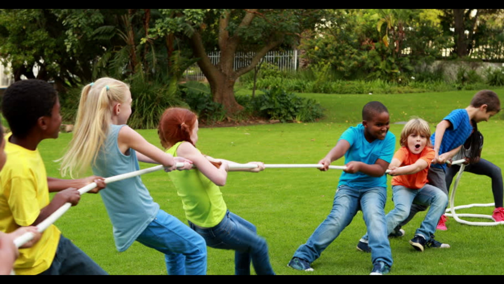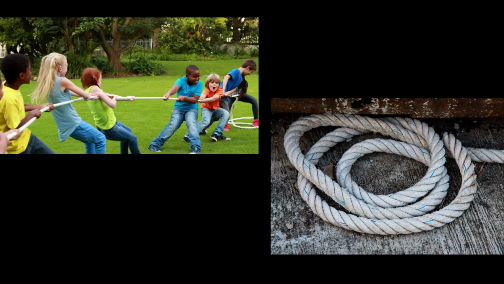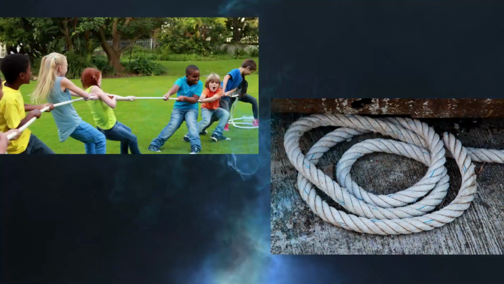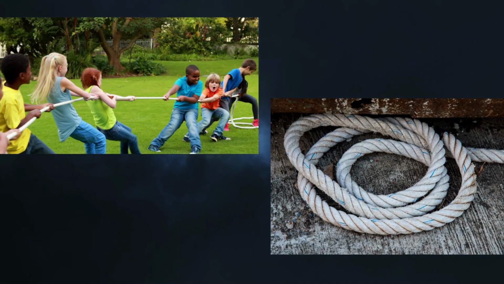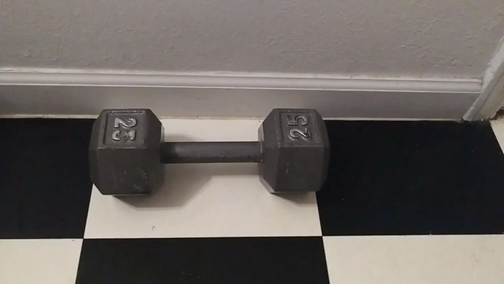In your rope example, I acknowledge that there are forces present. I don't pretend like they are not there and describe it the exact same way as a rope that is not being pulled on. That is correct. A rope sitting on the ground has a net force of 0. In the tug-o-war scenario, there are forces on the rope. If the kids pull equally hard, they add up to a net force of 0 and the rope does not move.